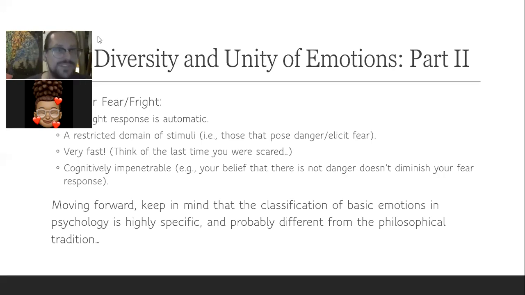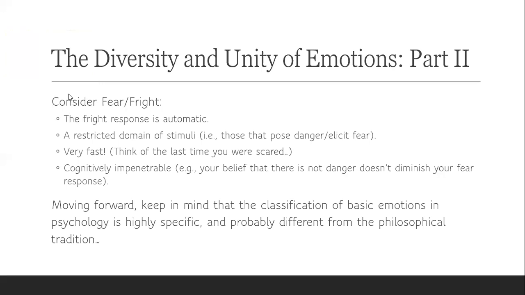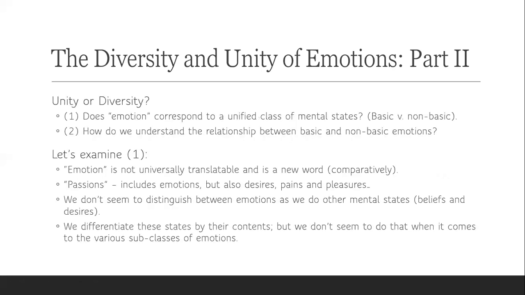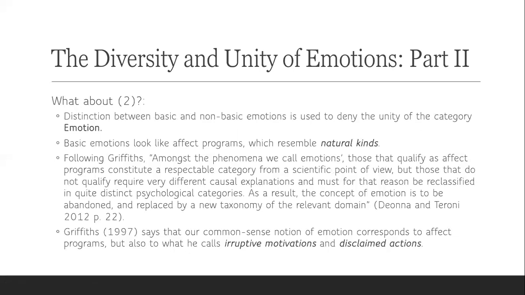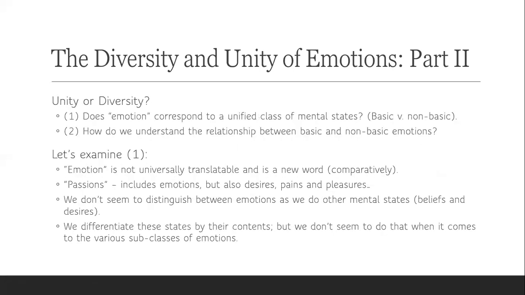I just want you to keep this distinction in mind going forward. There are highly specific classifications of basic emotions in psychology, and we've just gone over some of them. And we've seen also that this is different from the philosophical tradition. The basic emotions that Darwin or Ekman identifies are different than those of Hobbes or Descartes, which are, of course, also different from, I don't know, the Stoics, right? So that's fine. We just need to keep that distinction in mind.